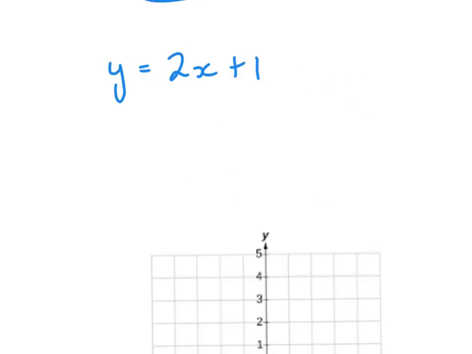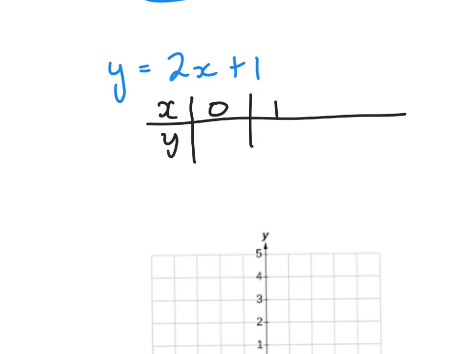Sketching y equals 2x plus 1. Begin by making a table of values. X, y, and we will choose 3 easy points for x. I now substitute each of these points into my equation. If x is equal to 0, y will equal 2 times 0 plus 1. 2 times 0 is 0, plus 1 is 1.